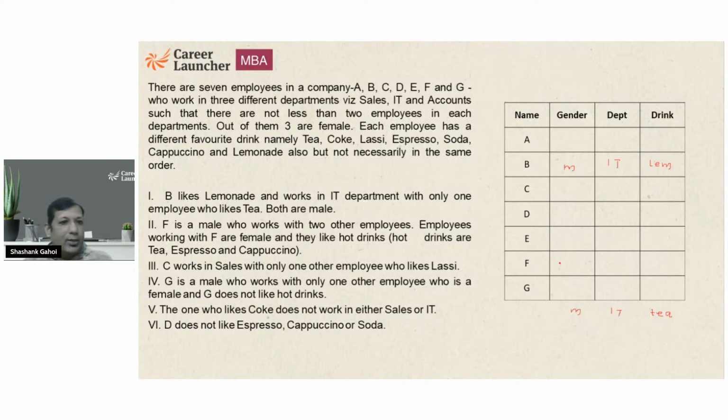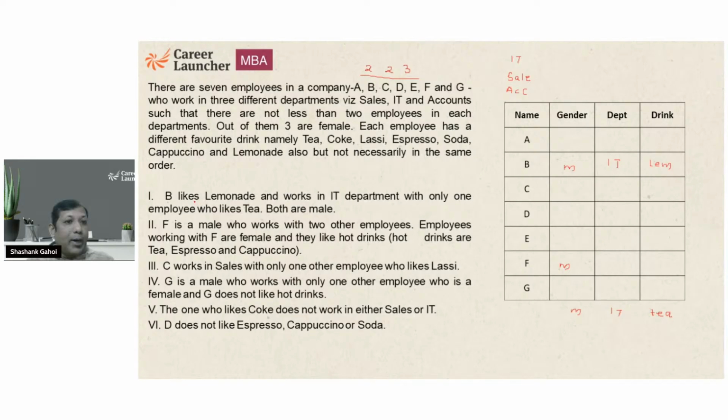Now it says F is a male who works with 2 other employees. So I can say there are 3 departments: one is IT, second is sales, third is accounts. There are a total of 7 people, and every department has at least 2 employees. So if I divide 7 into 3 departments, with at least 2 employees each, the only bifurcation I can think of is 2, 2 and 3. So 2 departments are going to have 2 employees, and one department is going to have 3 employees.